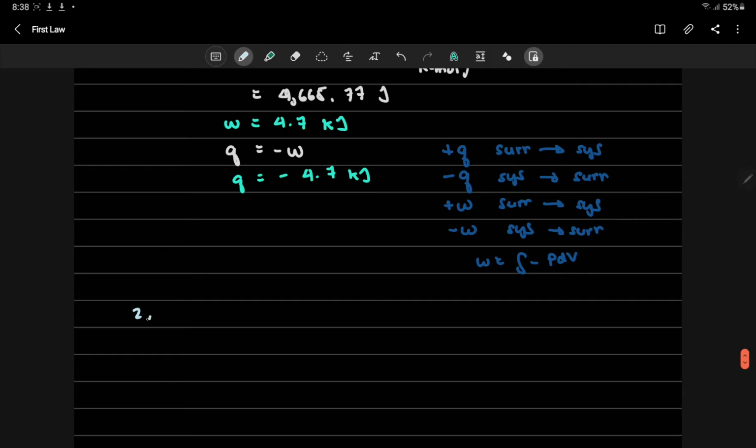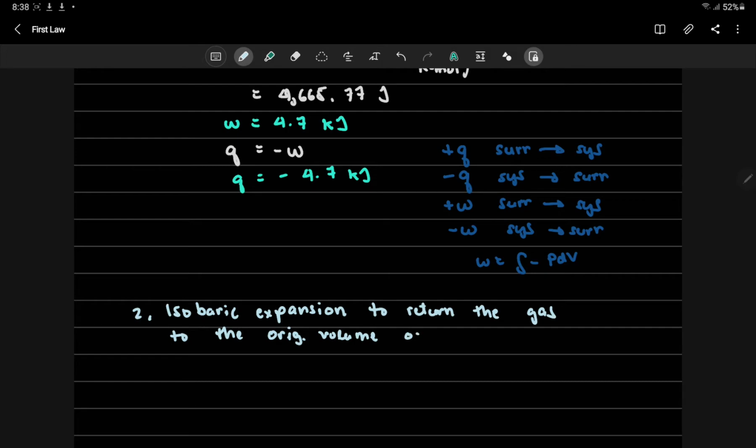Okay, so the second step is an isobaric expansion, to return the gas to the original volume, which is 10 liters. And then, in the process, T1 becomes T2.